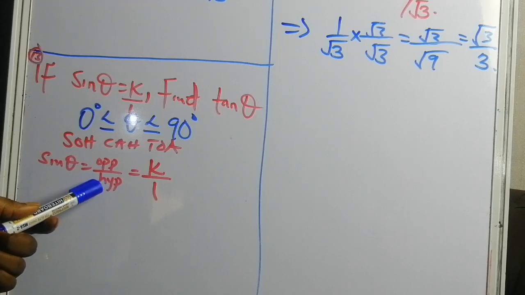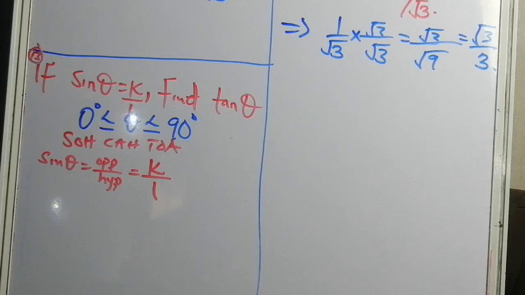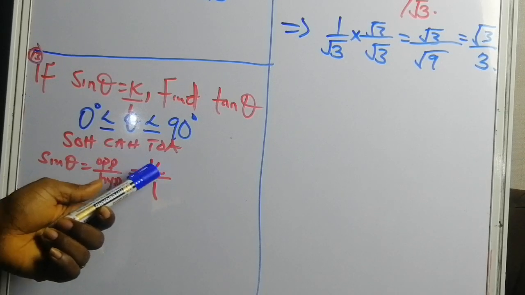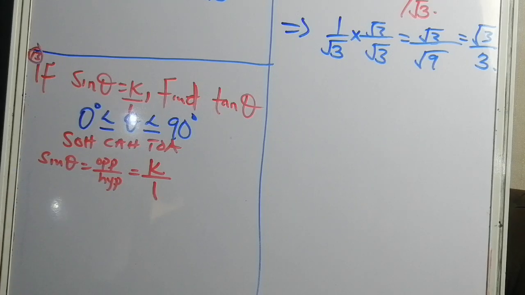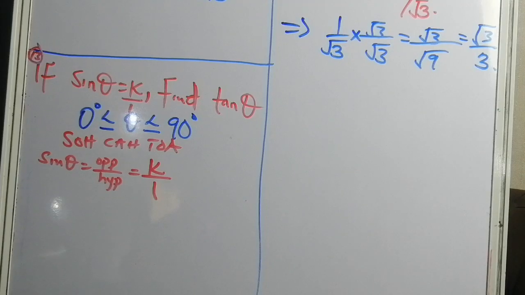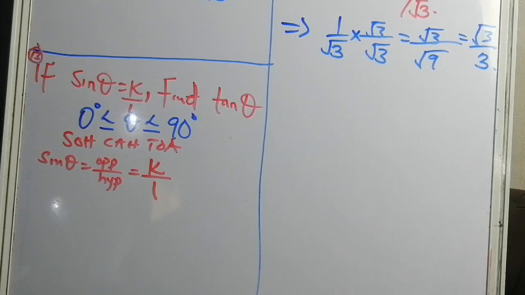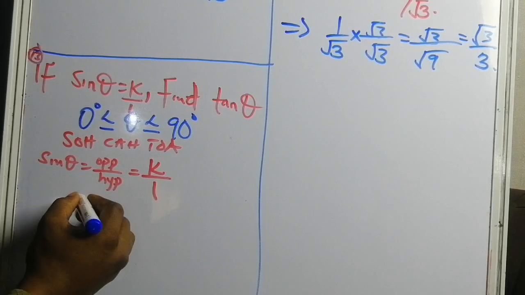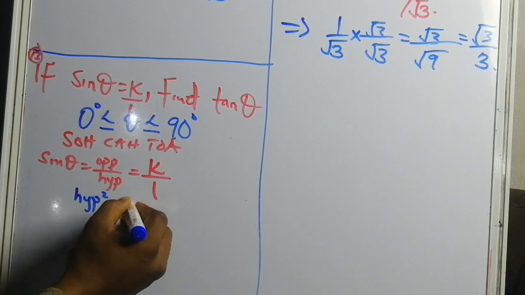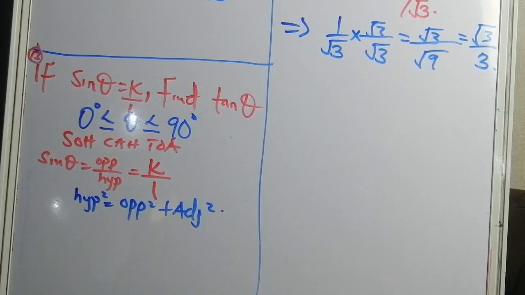So k over 1. So my hypotenuse invariably is 1. My opposite is what? k. So now the question I need to ask myself, what is my adjacent? I know my opposite to be k. I know my hypotenuse to be this. Very simple. All you need to quickly do is come here and use your Pythagoras theorem. You already know it, I don't need to keep writing it. So you now say hypotenuse square equals opposite square plus adjacent square. I don't know my adjacent, but I need it here for tan theta.